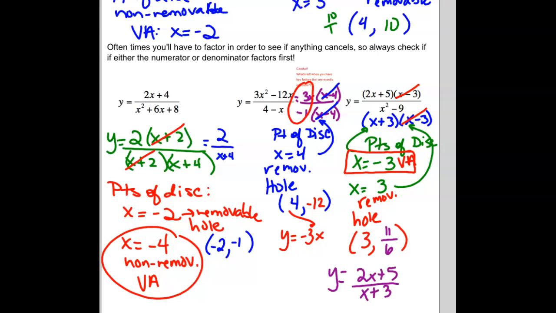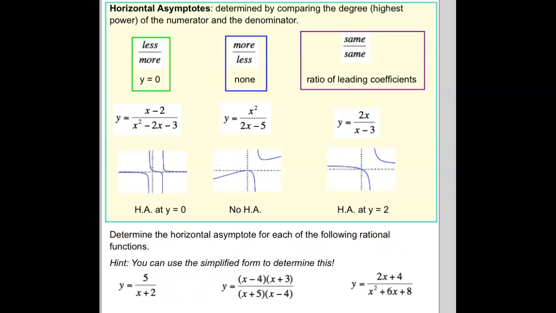All right. So we've been looking at vertical asymptotes and holes. We're going to shift now to horizontal asymptotes. It says determine them by comparing the degree, which is your highest power, of the numerator and the denominator. So we're looking at degrees. Highlight that, circle that. If the top degree is smaller, so we have less degree on top, more degree on the bottom, we have a horizontal asymptote at y equals 0.